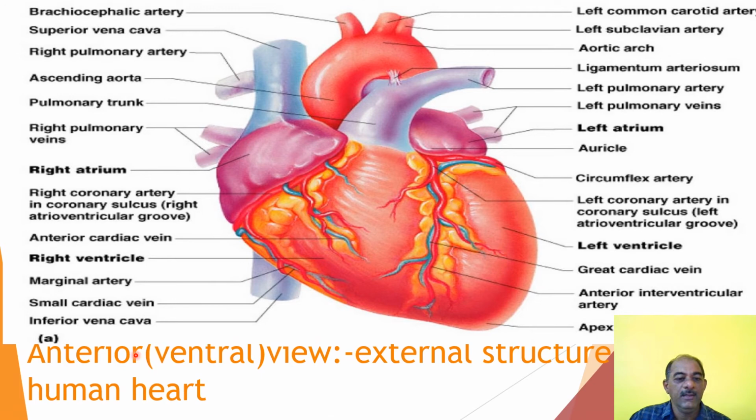that is the anterior view or external structure of human heart. So in this way, externally, particularly the ventral view of the heart is seen in this fashion. This is the ventral view of the heart. Human heart consists of four chambers, two auricles and two ventricles: right auricle, left auricle, right ventricle, left ventricle. Then here, different labels are also present.